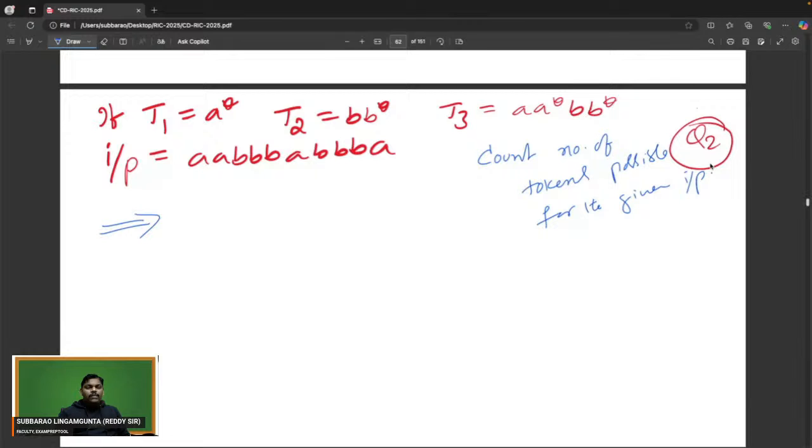Check everyone. J is saying that the answer is 3. Let's see how many people will give. If T1 is equal to A star, T2 is equal to BB star, T3 is equal to AA star, BB star, for the given input, how many tokens are possible?